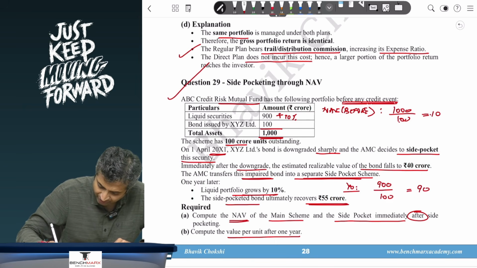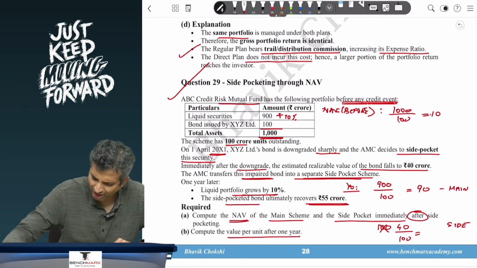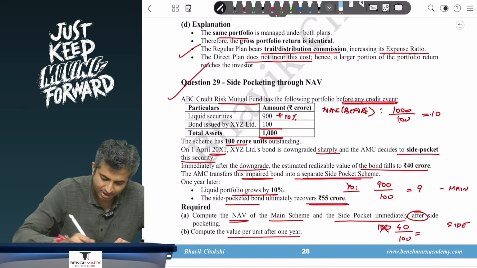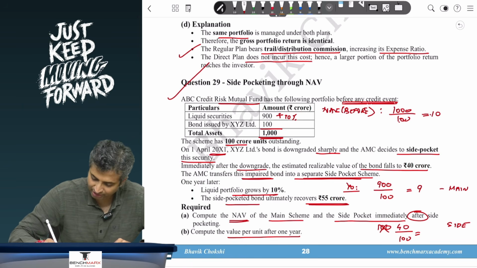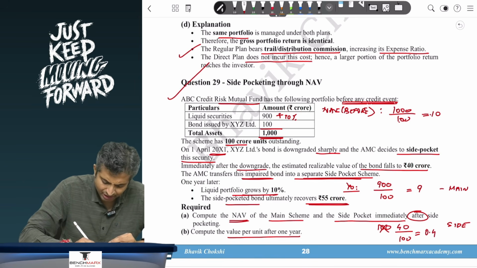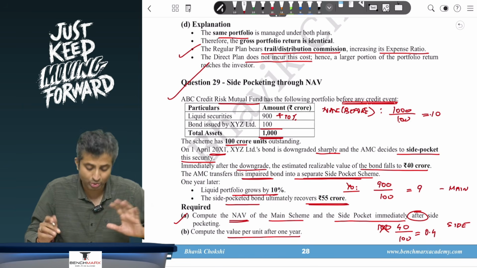And this is for the main scheme. If I look at the side pocket, this will be probably around 100. However, when I transfer, this value is 40. So 40 divided by 100, this comes to, is it? Oh, this is 9, not 90. My bad. Bad calculation. Sir, you should use a calculator. Yes. Sorry. So this is 0.4. So my total wealth right now is around 9 plus 0.4. This is 9.4. I'll have units.